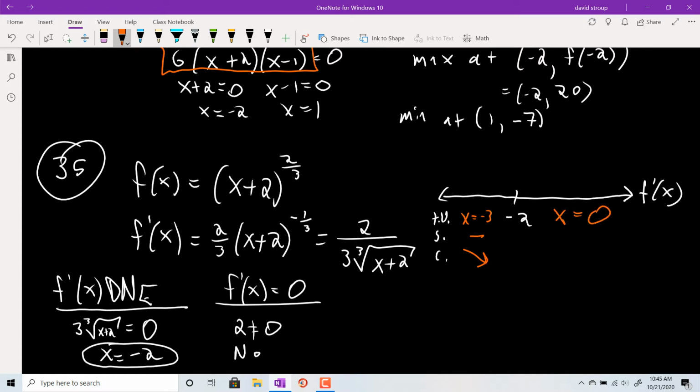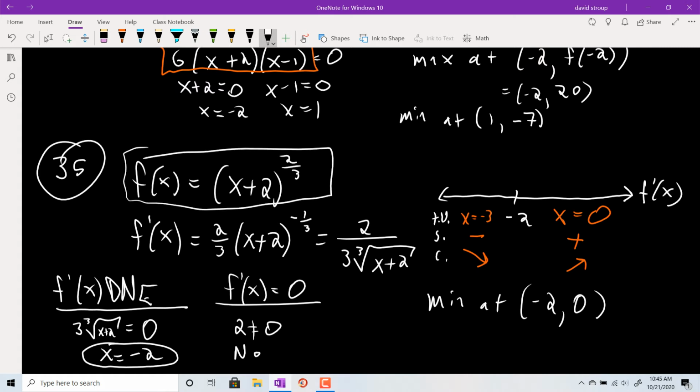Plug in x equals 0, and you get a positive over a positive. Positive going up, so there's going to be a relative min there. So we'll have a min at (-2, 0). You plug that back in. You have to plug it back into the function, not the derivative. So it gets a little confusing.